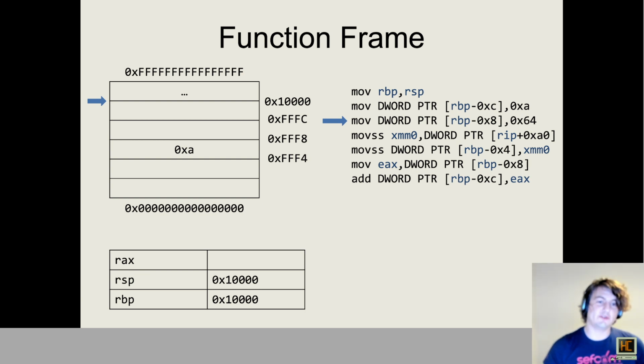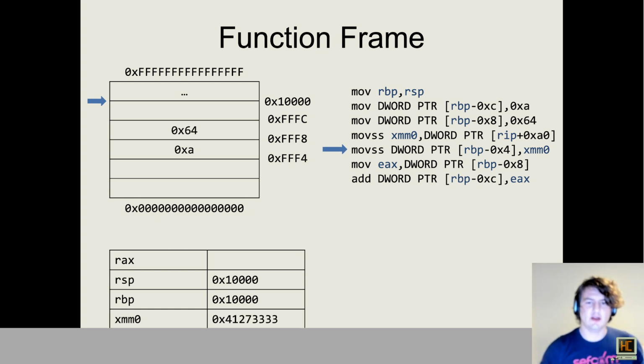And so we can write there. We're going to write A into RBP minus C, so hex A goes where FFF4 is. The next thing we're going to do is move 64 into RBP minus 8, so 64 will go there. Then we move the value that just happens to be there, 41273333. I can't remember what this is. It's some representation of a decimal number or a float. Floats and decimal numbers still get represented as hex. You can read about all the magical cool stuff there.